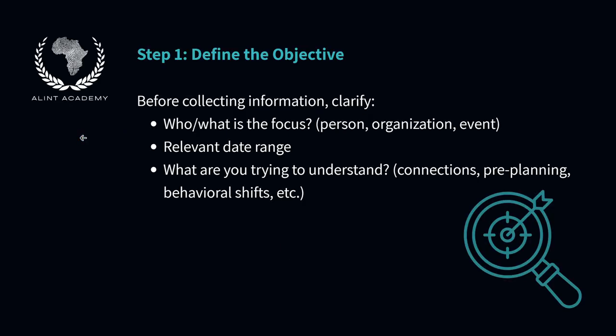Key steps in constructing a timeline. Now that we understand what a timeline is and when we use it, let's move step by step through the construction process. Step 1. Define the objective. Before collecting information, we must clarify who or what is the focus. A person, organization, or event.